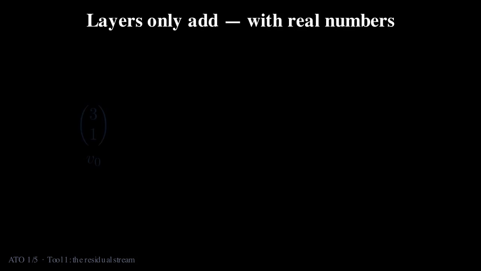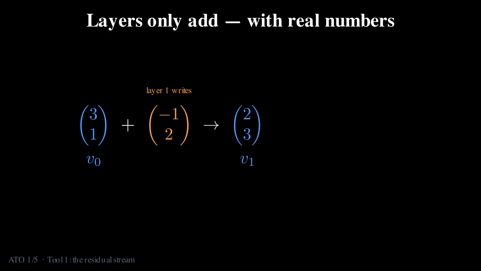That word, adds, is the single most important fact in this series, so let's see it with real numbers. Take a toy stream with just 2 numbers, starting at 3 and 1. Suppose layer 1 computes the correction -1 plus 2. The new stream is 2, 3. Layer 2 computes +2 plus 0, and we're at 4, 3. Each layer's contribution just piles up on top of what was already there.